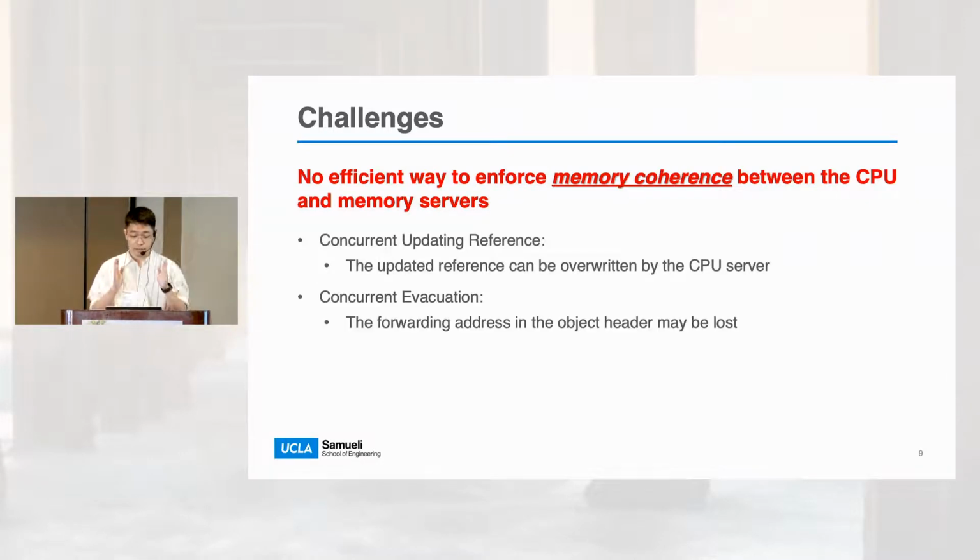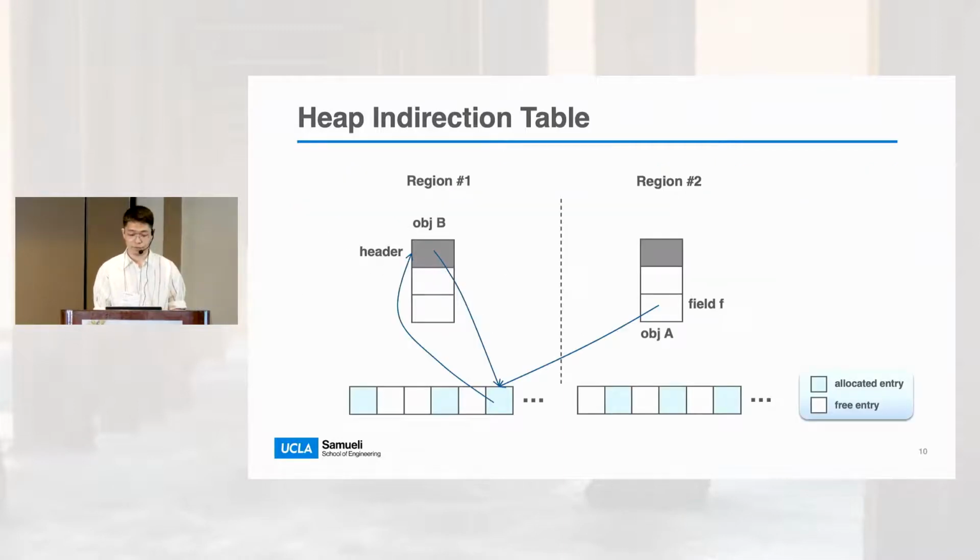Second, the concurrent evacuation phase. During this phase, most modern garbage collectors usually install a forwarding pointer in the object header if they move an object. And similarly, if the page containing that object is also on the CPU server, then after the CPU server swaps out that page, this pointer would be lost on memory servers. We will later show specific examples for these two phases.